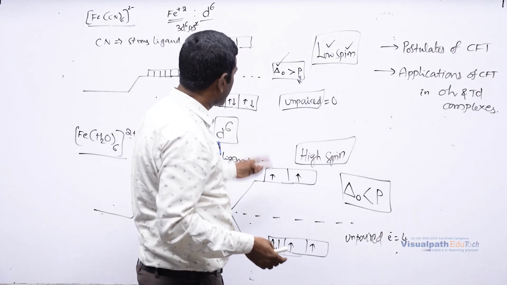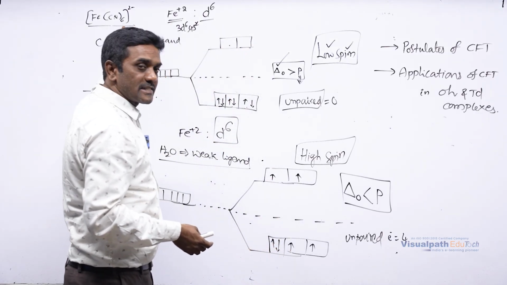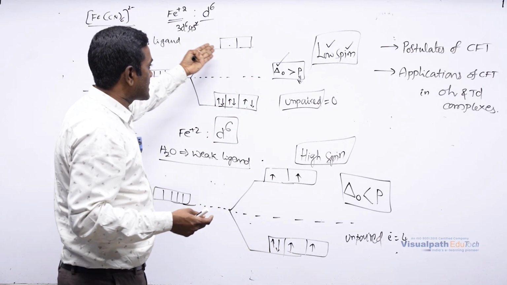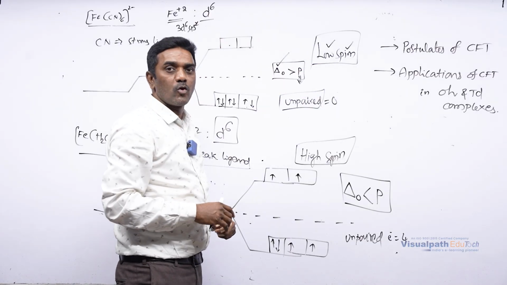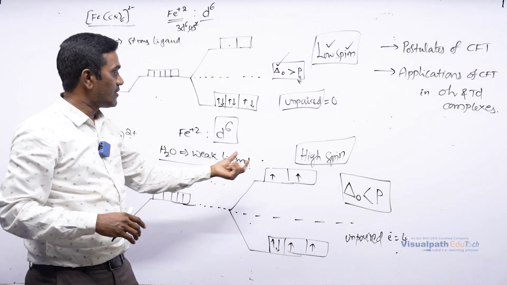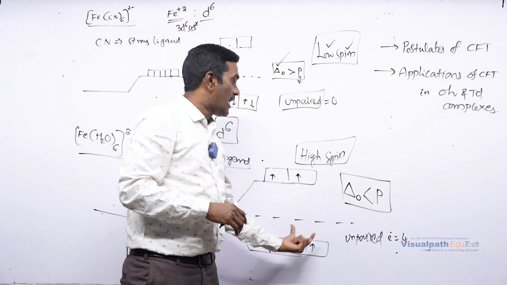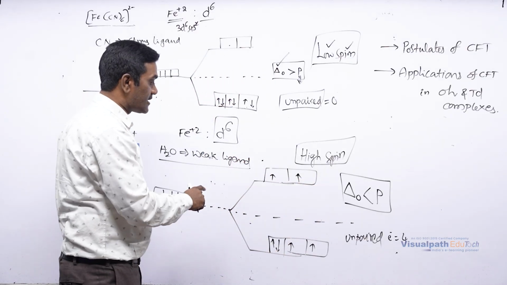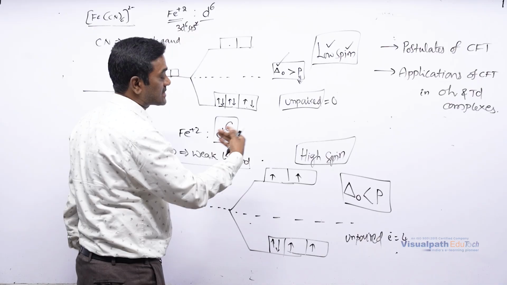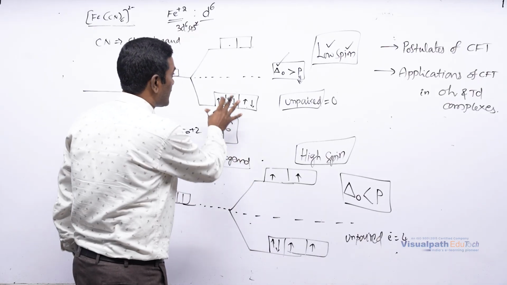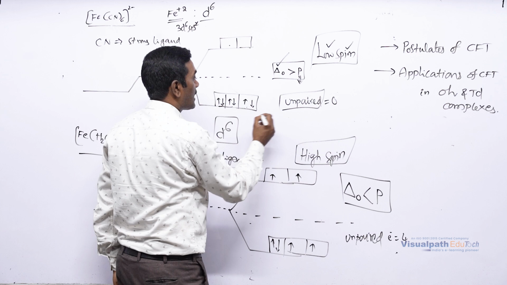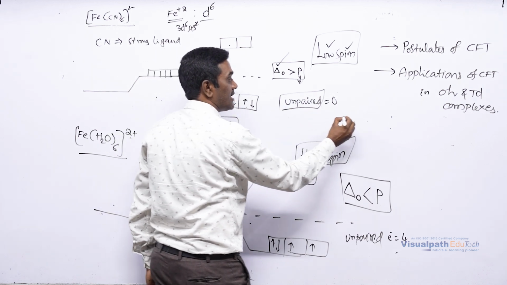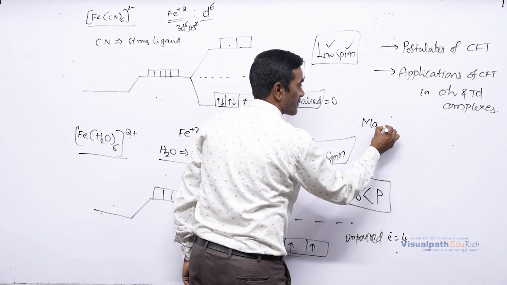Even here also it is the spectrochemical series only. Because of the spectrochemical series, this cyanide ion we are considering a strong ligand, which helps to form a low spin complex. Water is weak, and so it helps to form a high spin complex. And along with that, what else are the applications of this strong field and weak field? Here we can see strong field, right? How many unpaired electrons are there? 0 unpaired electrons. So magnetic moment.